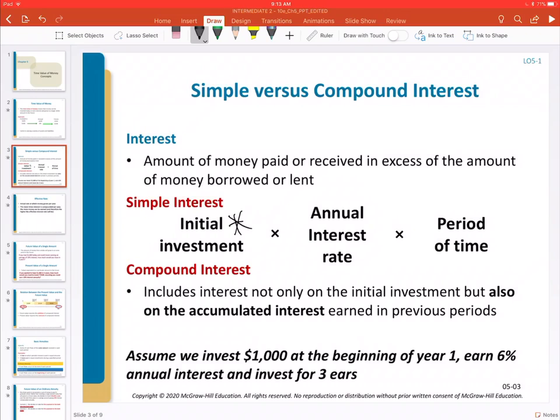Versus compounding interest. Compounding interest is where we start with an initial investment, but over time we start to accumulate a return, and then that return becomes part of our initial investment. So year over year we start adding to the principal balance of what we're earning.